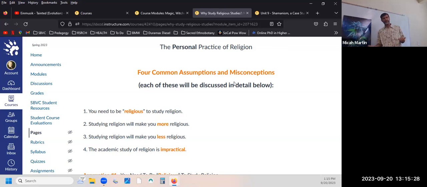100 years ago, within the academic study of religion, the major belief within science was that religion was going to fade away. It was going to go away. No one was going to believe in this stuff anymore in 100 years. Well, guess what? People still do. In fact, people are more religious today than ever before in human history.